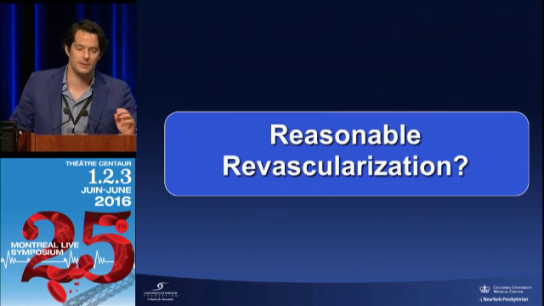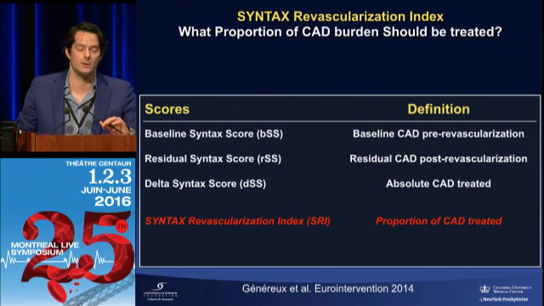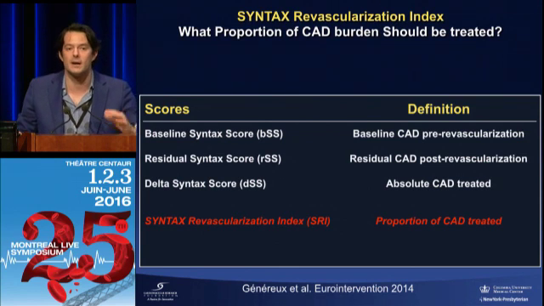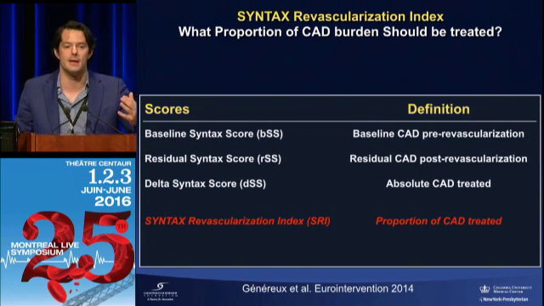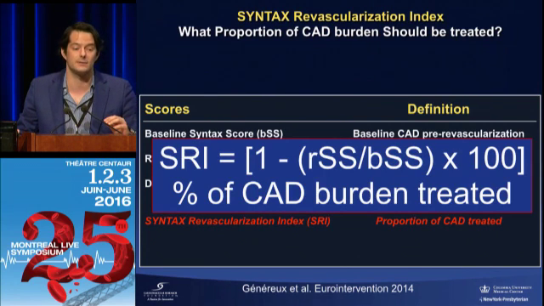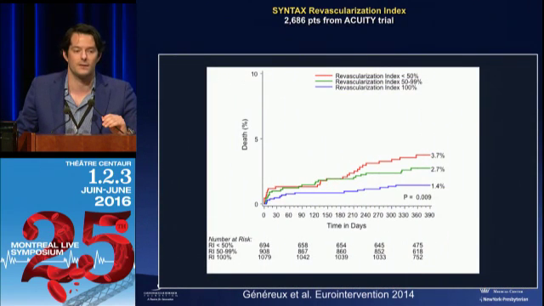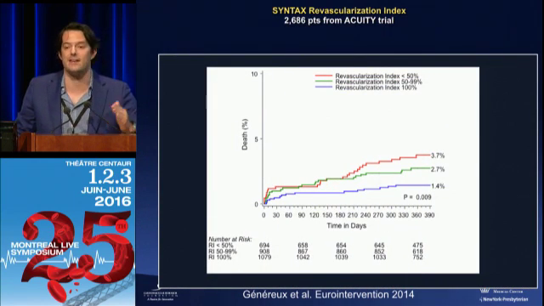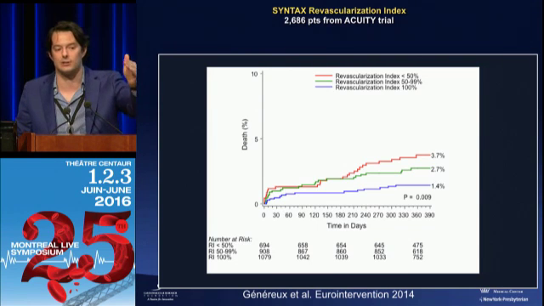And then we pushed the envelope a little bit with the concept of reasonable revascularization, and we created what we call the SYNTAX revascularization index, which is just the proportion of SYNTAX score that you remove. So what is the proportion of myocardium at risk that you will be able to revascularize? And this is not a very complex formula: if you have a SYNTAX score of 30, you remove 20, you have an index of 70%, roughly. And we found that 85% was the cutoff. And again, there's a nice stratification.